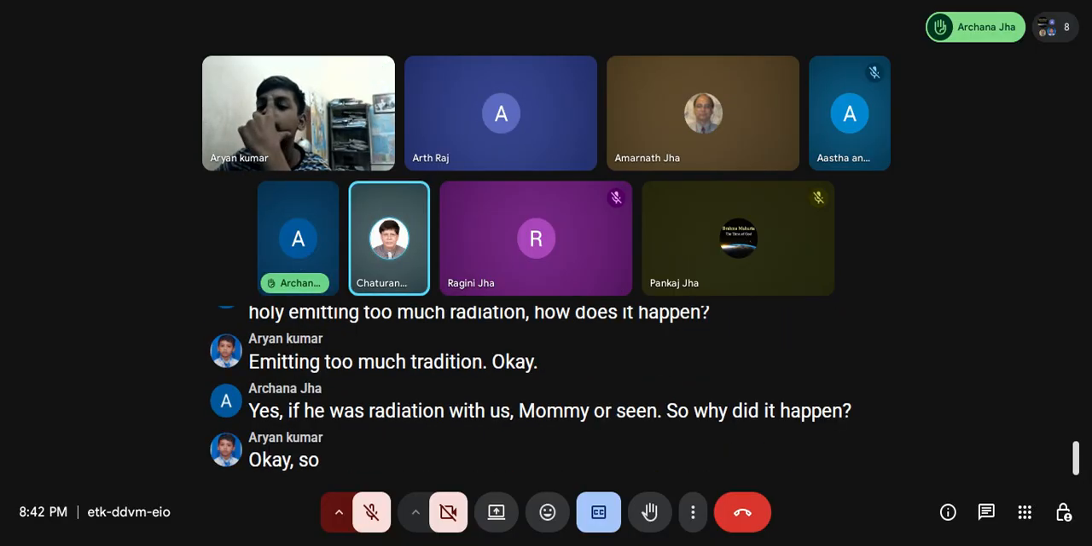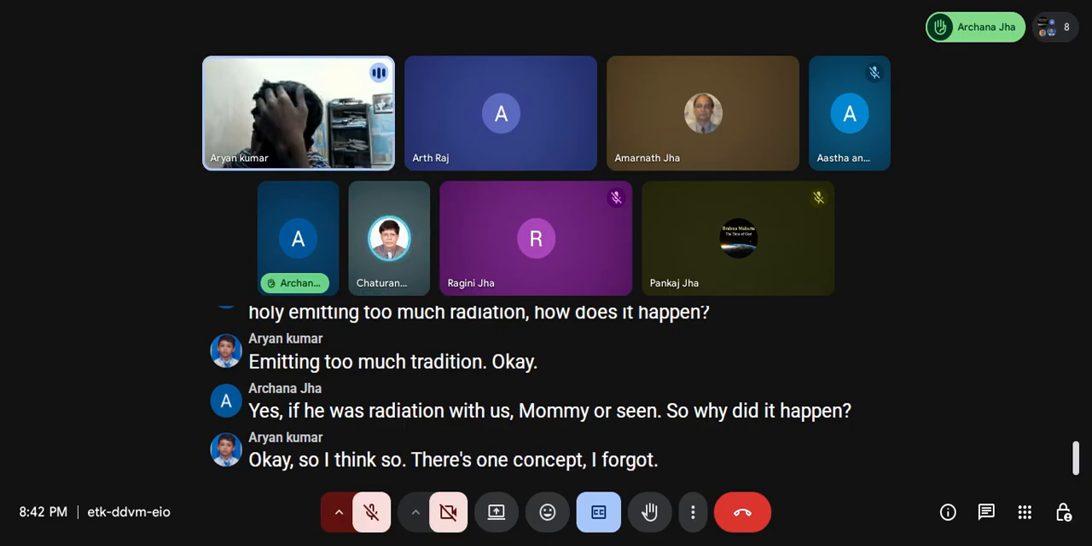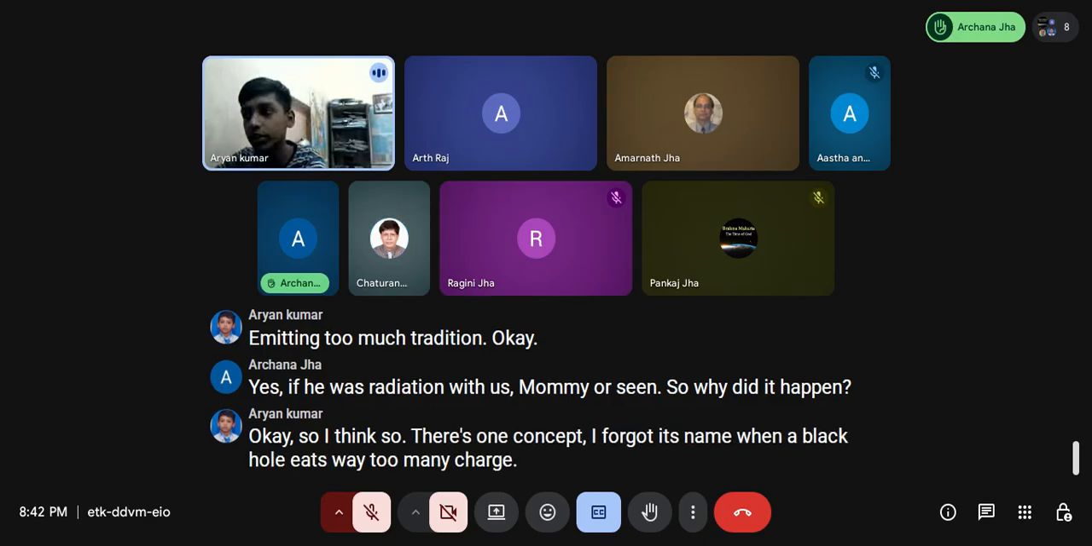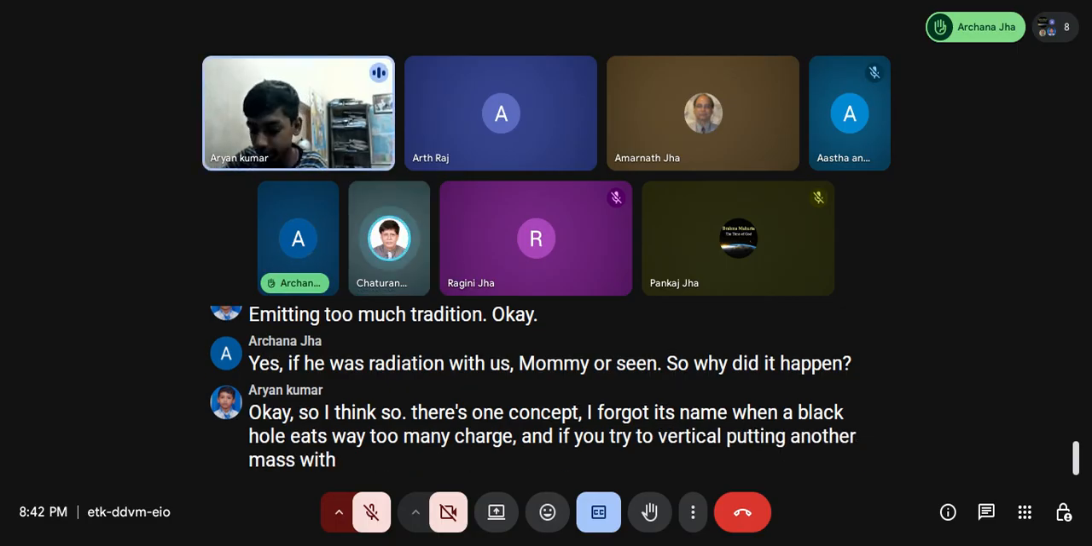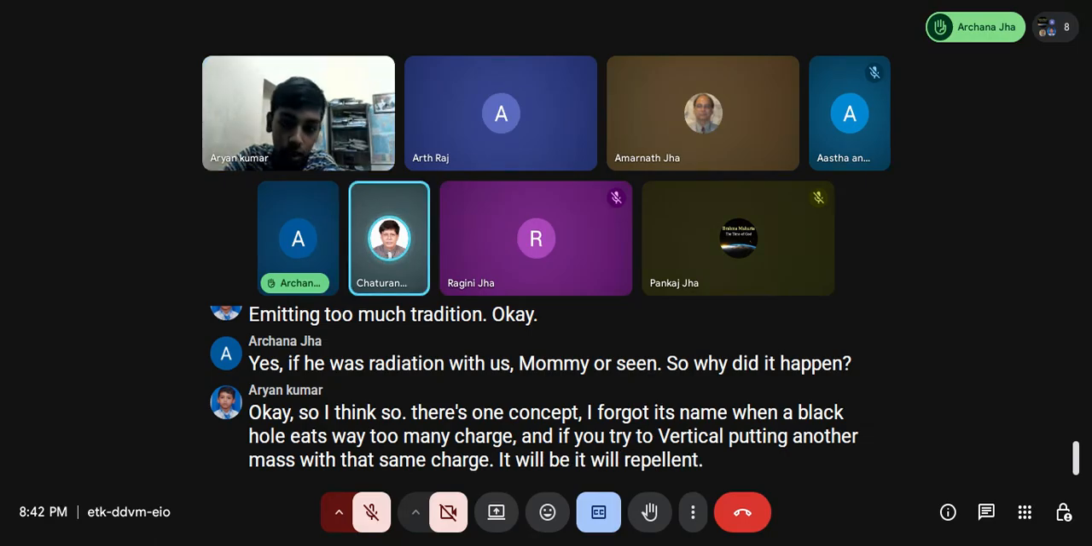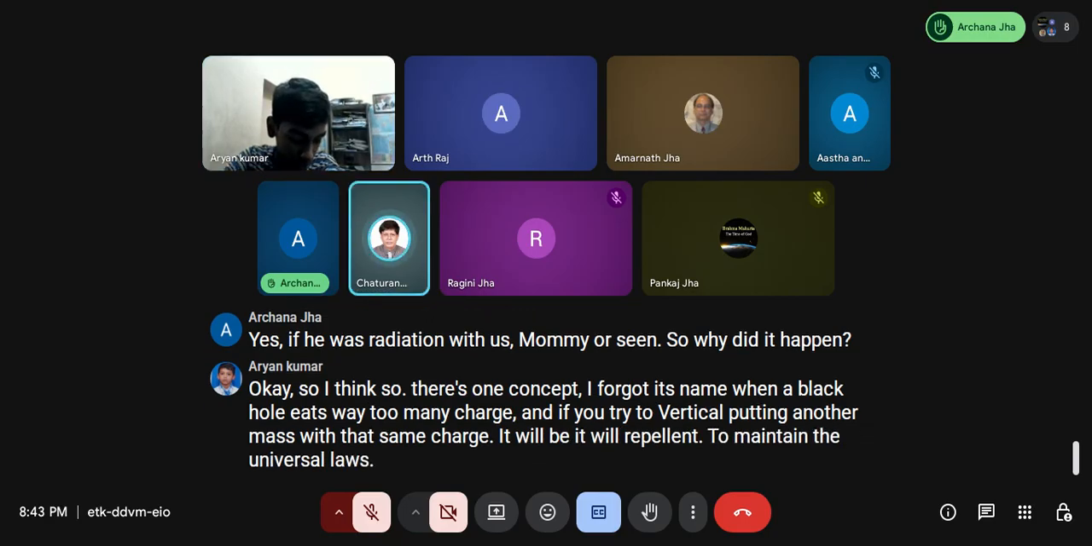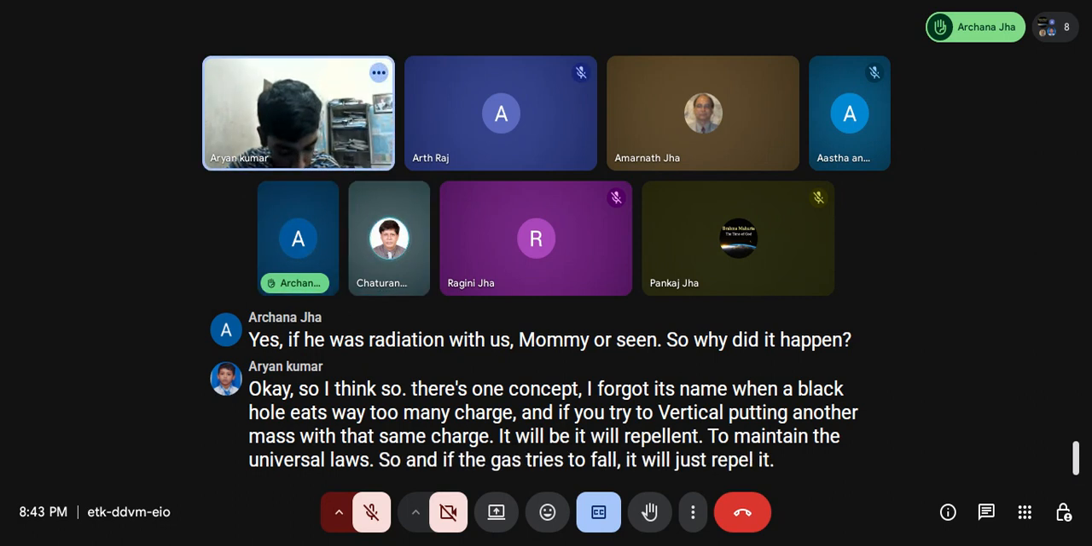So I think there's one concept whose name I forgot. When a black hole emits way too much charge, and if we try to put in another mass with that same charge, it will repel it to maintain the universal laws. So if the gas tries to fall in, it will just repel it.